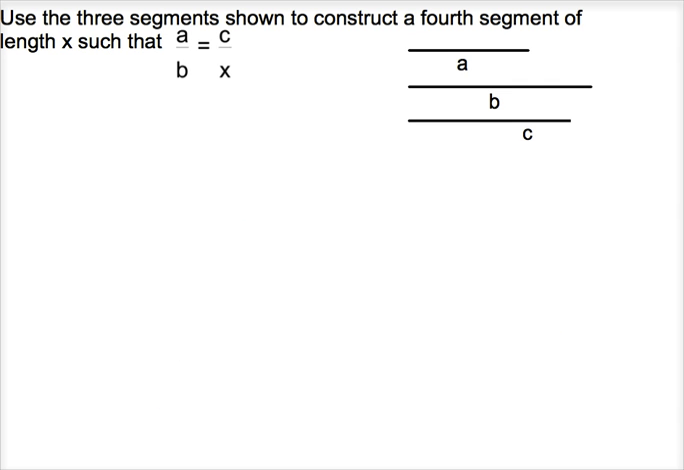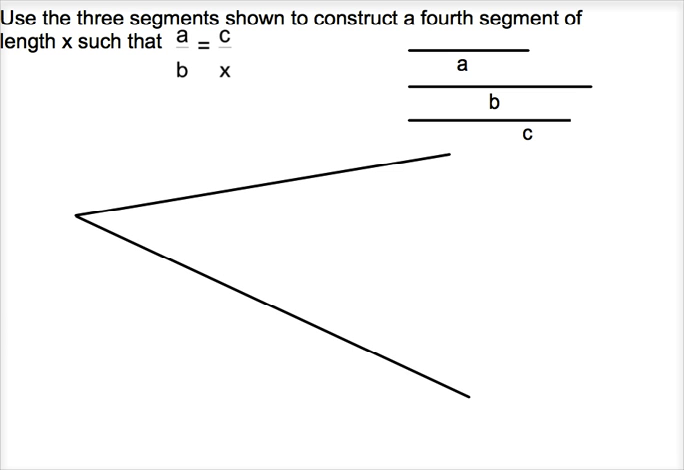Use the 3 segments shown to construct a 4th segment of length x such that a over b equals c over x. This is where I create an angle, and I know that along one side of the angle I'm going to put segments a and b, and on the other side will be eventually c and then the unknown x. So I start by copying the dimension for segment A.